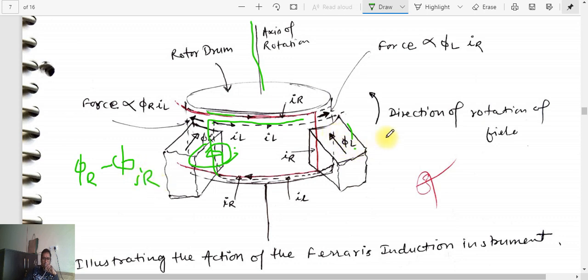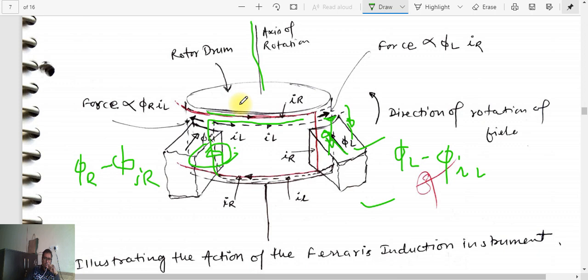Similarly, here phi L minus phi IL. This is phi L in this direction, and this is IL in this direction, and it makes a reduction in the flux of phi L, and then the flux is decreasing.